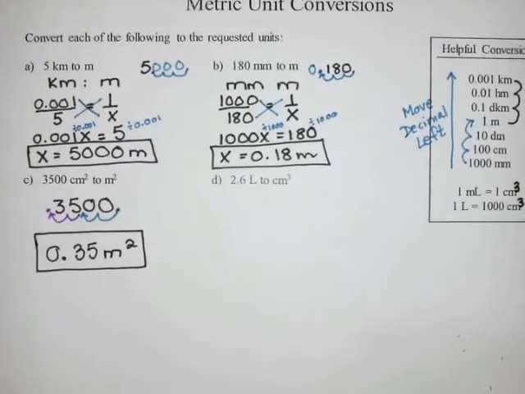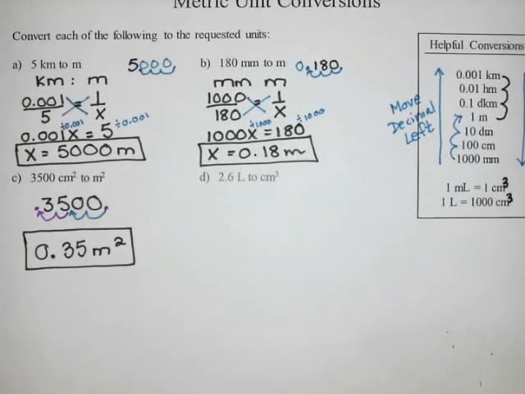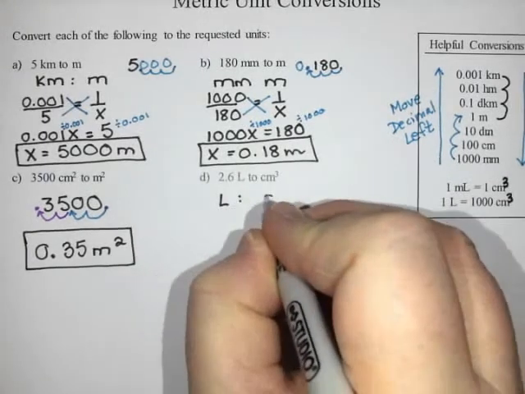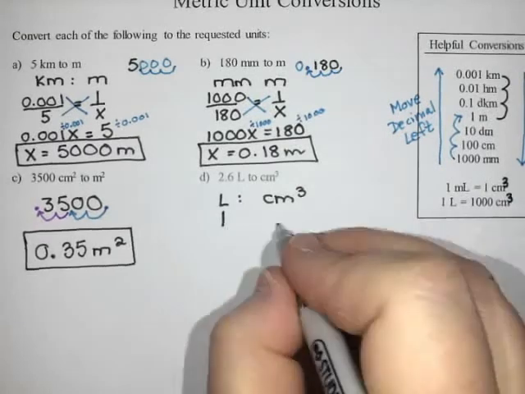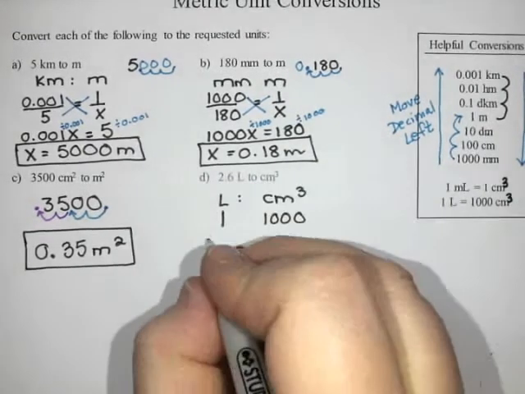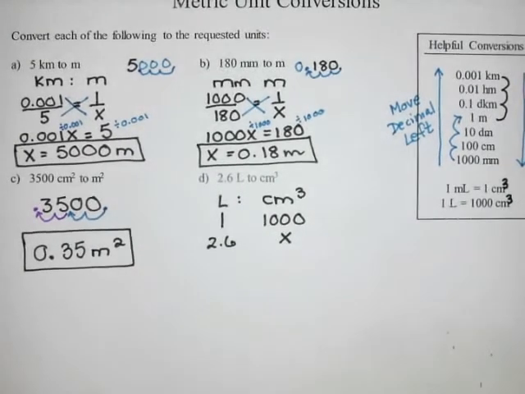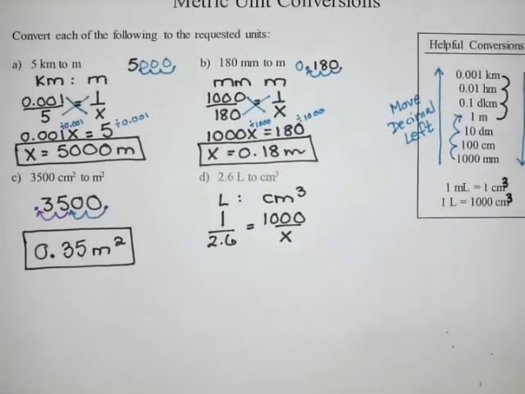All right, the last one's a little different. It's got liters into centimeters cubed. That uses the conversions down here at the bottom. So I'm going to do a ratio for this. So it says we've got liters and we've got centimeters cubed. So 1 liter is 1,000 centimeters cubed. I've got 2.6 liters, and I want to know what is that in centimeters cubed. So I'm going to make a nice little proportion out of this and then cross multiply.